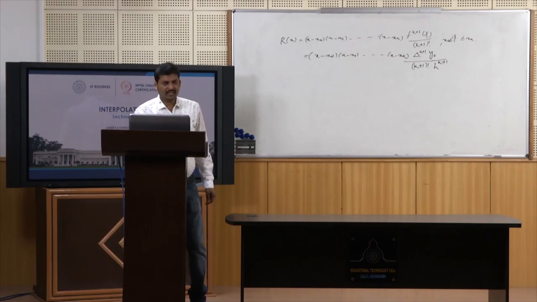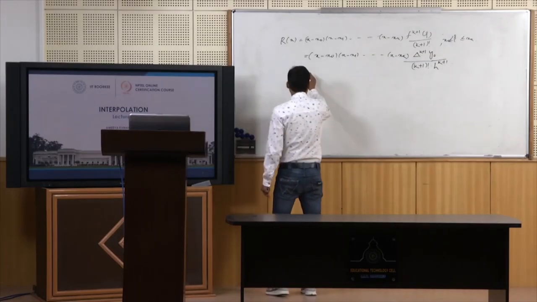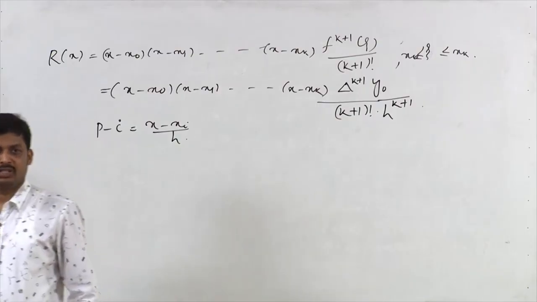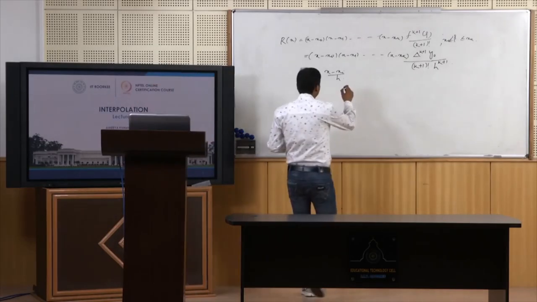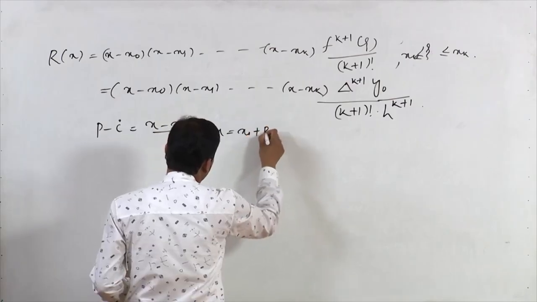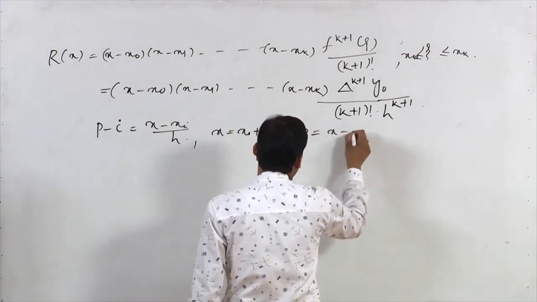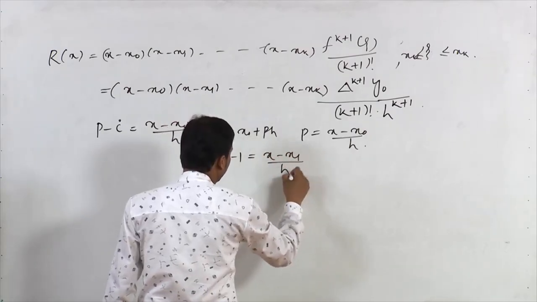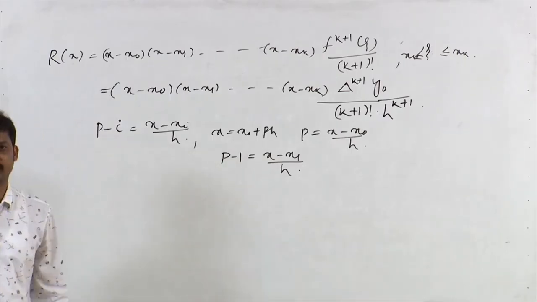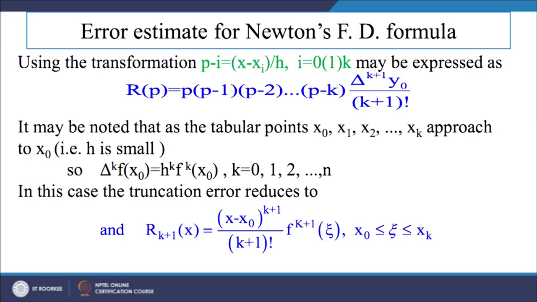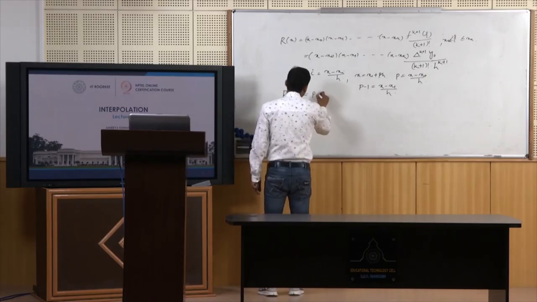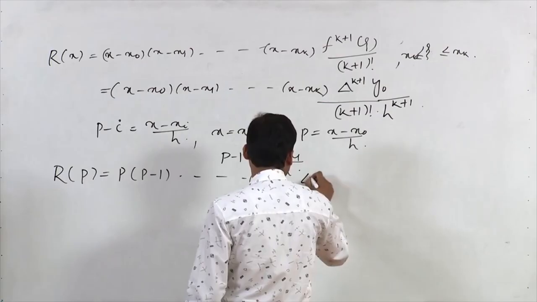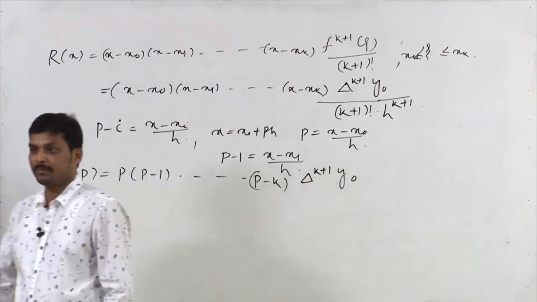So if we use this transformation, that is, we have already shown that p minus i can be represented in the form of x minus xi by h. Since already we have shown that p can be represented as x minus x0 by h, that we expressed in the beginning, since x equals x0 plus ph. So that is why we can write p equals x minus x0 by h. And if we write p minus 1, especially it is represented in the form of x minus x1 by h. So likewise, p minus i can be expressed as x minus xi by h here. And in terms of p, if you write this error formulation, then r of p can be written as p into p minus 1 up to p minus k, del to the power k plus 1 y0 divided by k plus 1 factorial here.